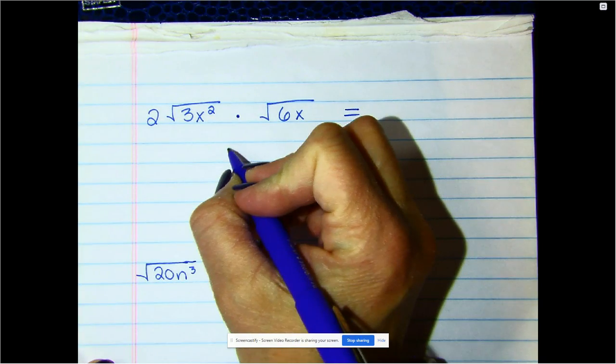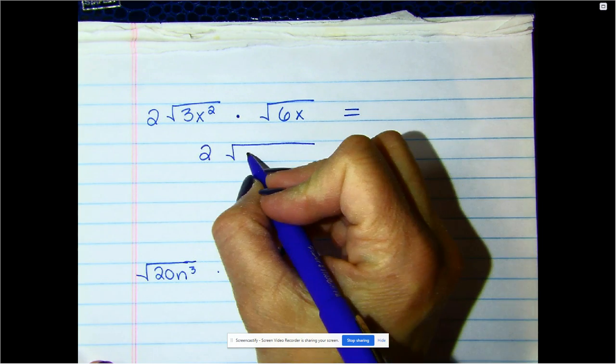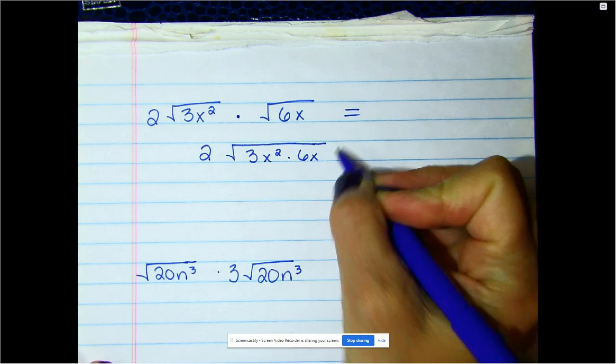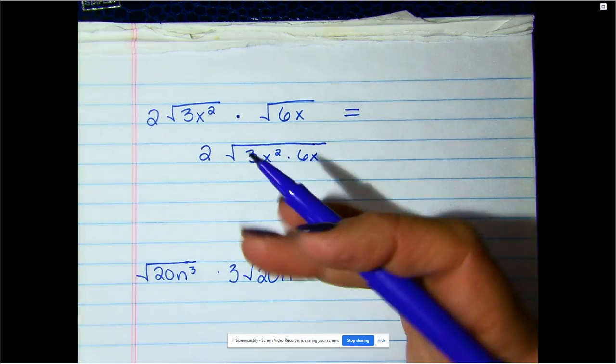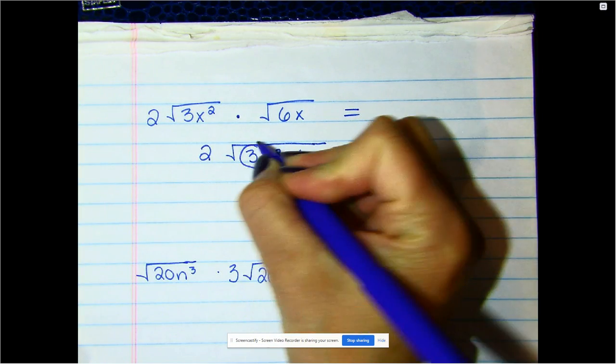So bringing this together, I have a 2 on the outside. Under the radicals, they're both square roots, 3x squared and 6x. Now, there's no point in multiplying the 3 and the 6 together because you're just going to turn around and break it back down again. So just leave them separated as factors.